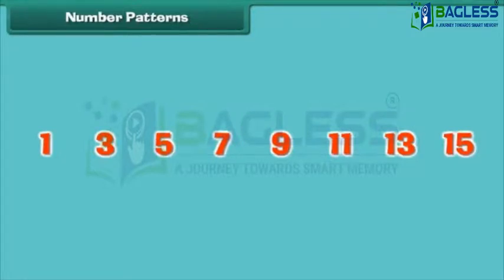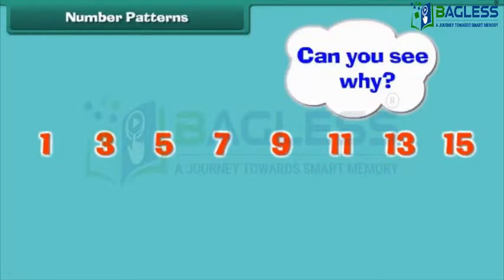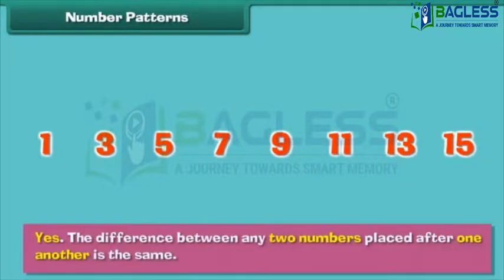Number patterns. There can be patterns in numbers as well. Let us look at 1, 3, 5, 7, 9, 11, 13, 15. The numbers are not the same. Still, we call it a pattern. Can you see why? Yes. The difference between any 2 numbers placed after one another is the same.